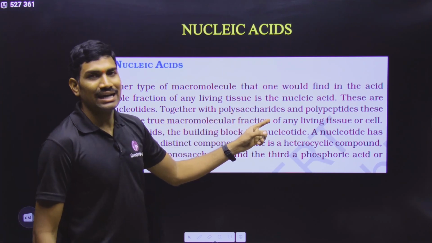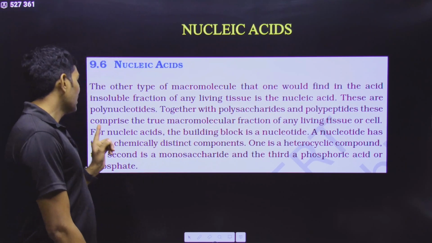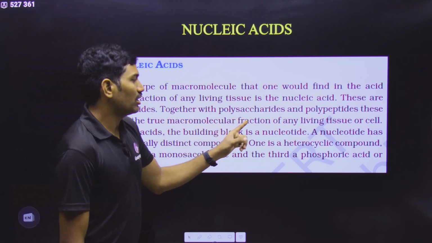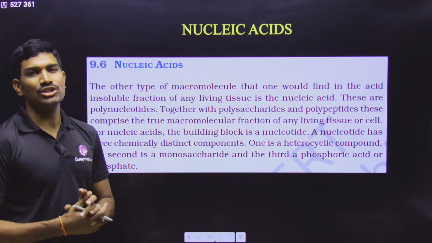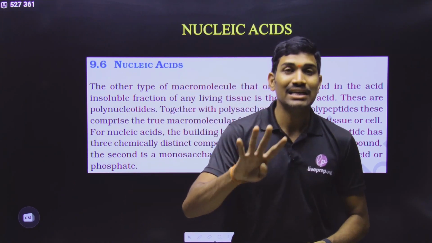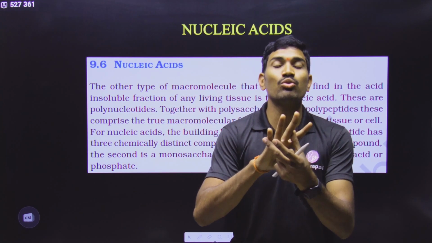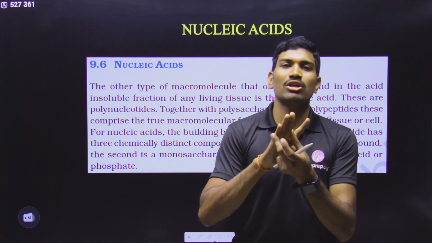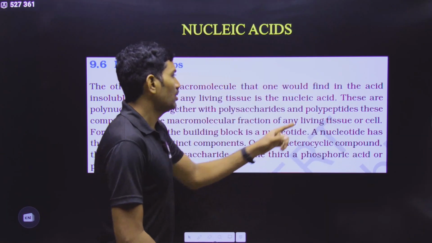Together with polysaccharides and polypeptides, these comprise the true macromolecular fraction of any living tissue or cell. So see, out of the 4, what are the 3 important things under the true, real macromolecules? What are these ones?